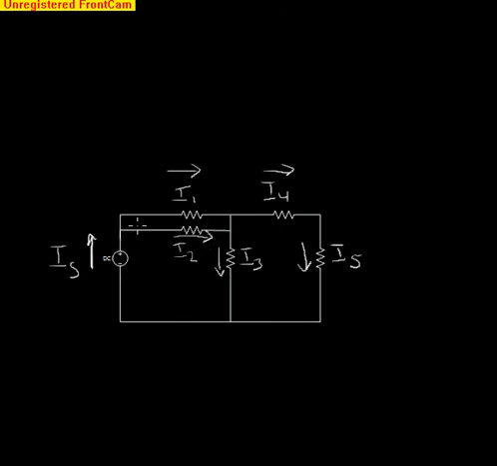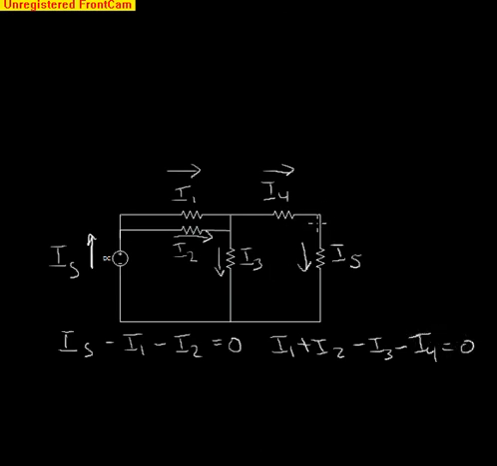Okay, so at the first node here we have IS coming in, so that's positive, minus I1, minus I2, equals 0. And we've got I1 and I2 coming in, and I4 and I3 leaving, so I1 plus I2 minus I3 minus I4 equals 0.